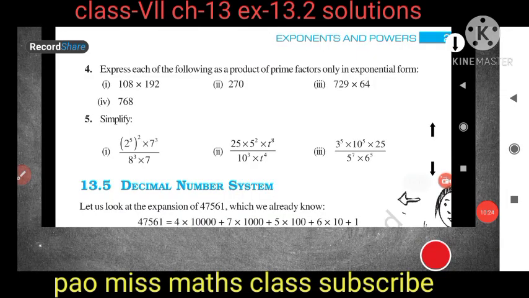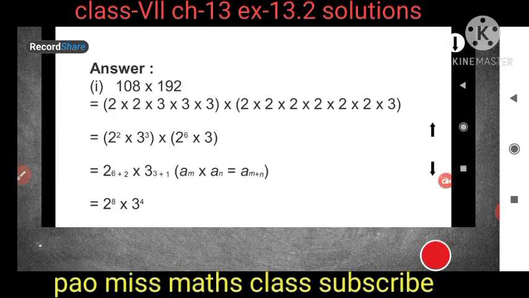Express each of the following as a product of prime factors only, in exponential form, okay? What we have to do is write them in exponential form, isn't it? What is given? 108 and 192, so we have to write them in exponential form. Now you will find the prime factors of 108 and 192.